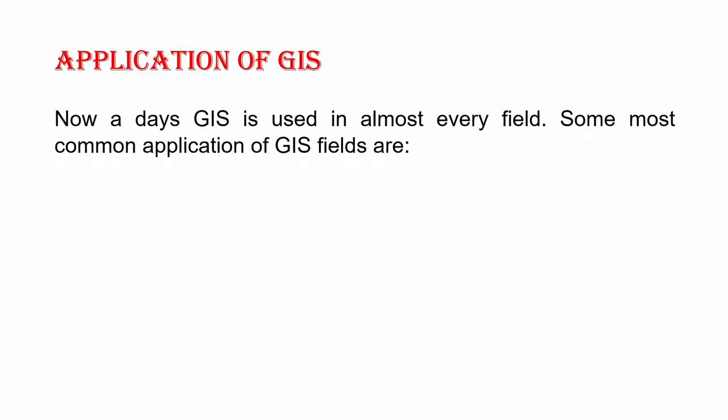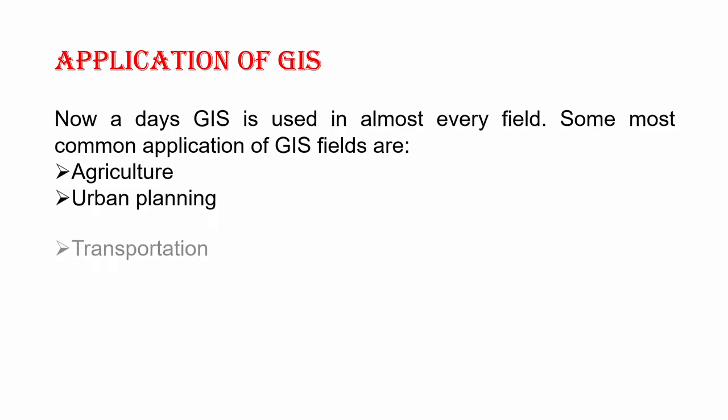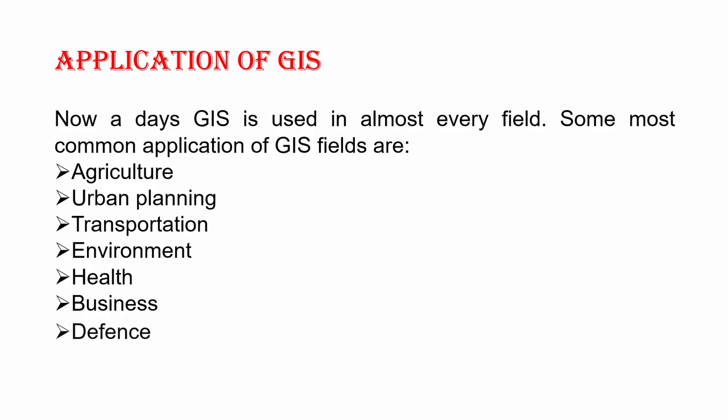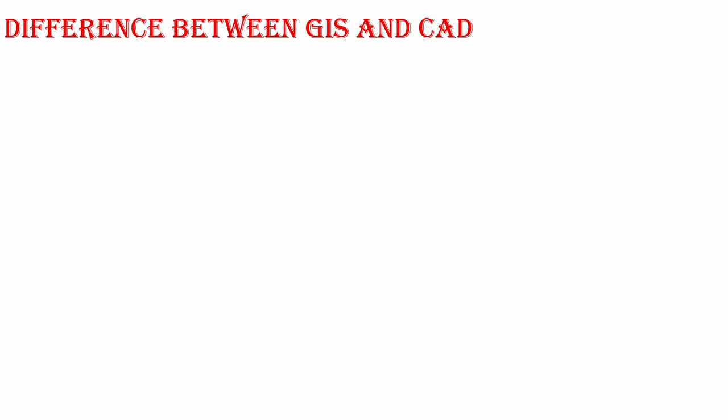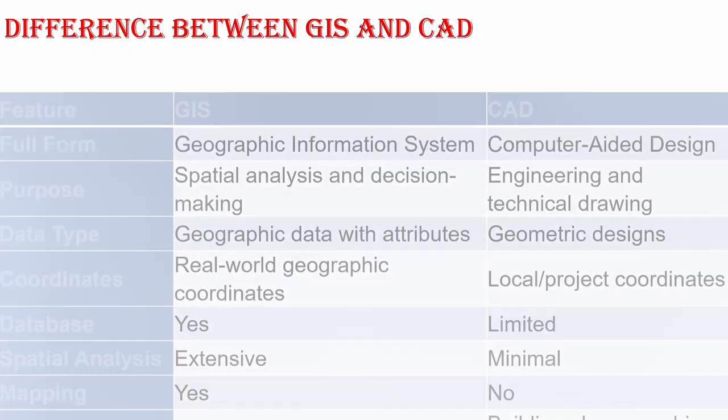Now, some of the applications of GIS. Nowadays, GIS is used in almost every field. Some most common application fields of GIS are agriculture, urban planning, transportation, environment, health, business, defense, water resources, education and research. Difference between GIS and CAD. Why is it important? Because sometimes we generally confuse between the GIS and CAD software.